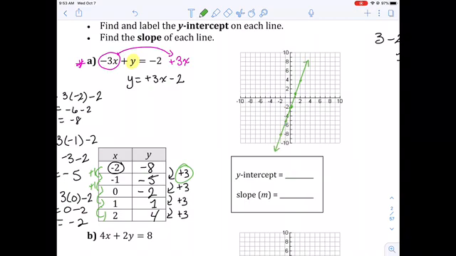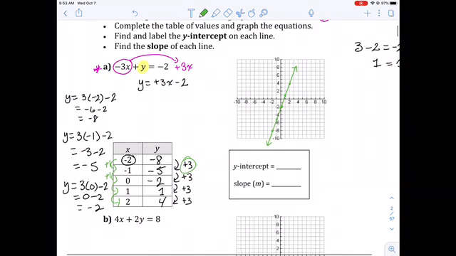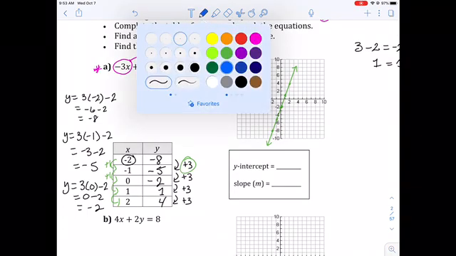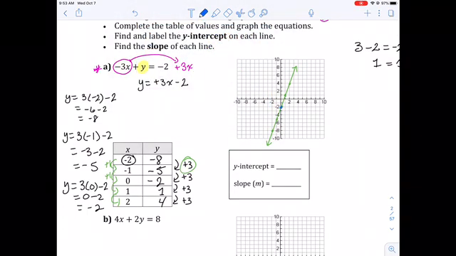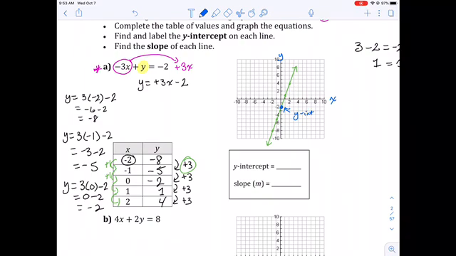And once we have our line, then we want to label the y-intercept and find the slope of each line. So let's find the y-intercept. Looks like our y-intercept is right here, because of course this is our y-axis. Here's our y-intercept of negative 2. And our slope, if we use a couple of points that we have on the line, we can tell our slope is rise of 3, run of 1. We can say 3, or we could say 3 over 1, which we know is the same thing as 3.